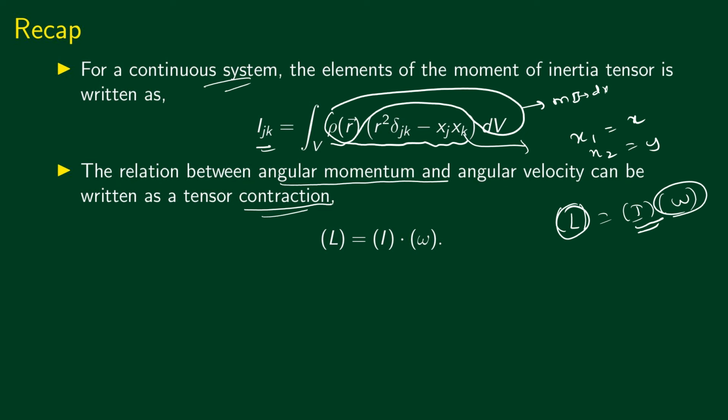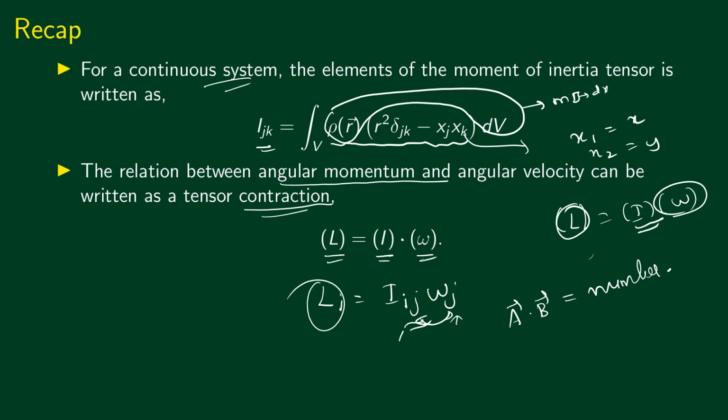This is the generalization of the dot product. So we said we can write L is equal to I dot omega. This dot stands for the generalization of the scalar product, where we could write A vector dot B vector as the contraction of two vectors. This gives us a number without any index. Here you could also write this as Li is equal to Iij omega j, where sum over j is implied. So here we are combining an object with two indices with an object with one index to get an object with one index. This is an example of a tensor contraction.